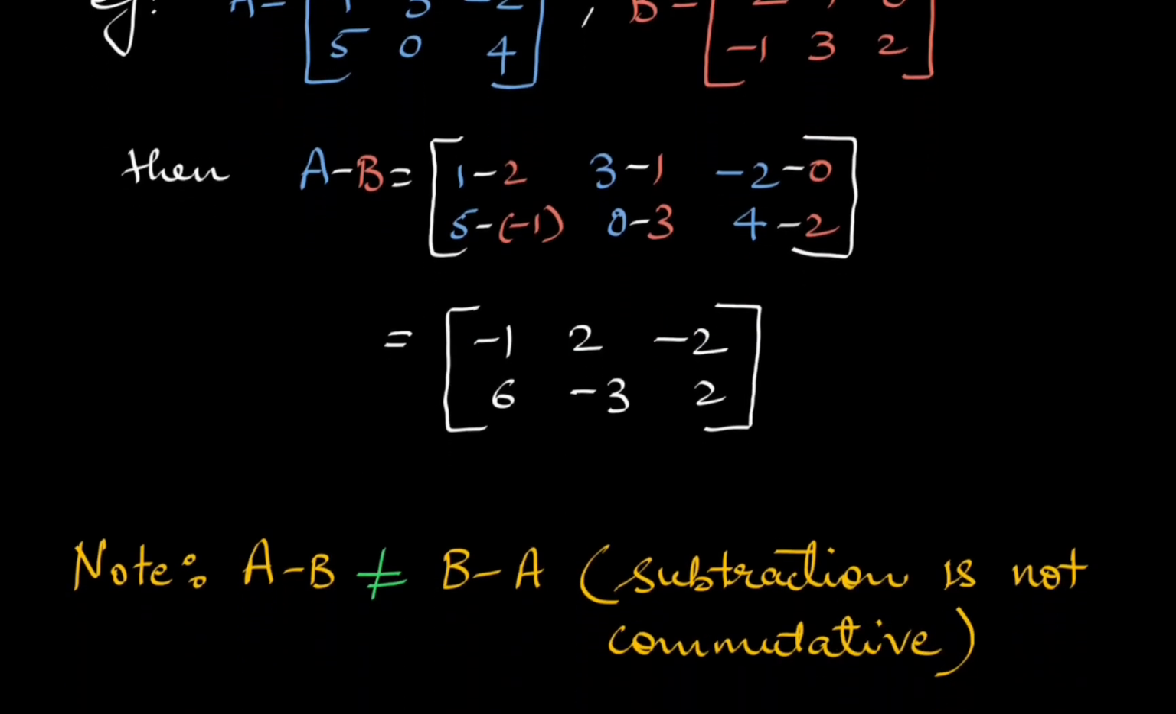Now, one thing you will keep in mind is that subtraction of two matrices is not commutative. Not commutative means if you are finding A minus B and you are finding B minus A, the results will not be the same. So hence it is a non-commutative operation.